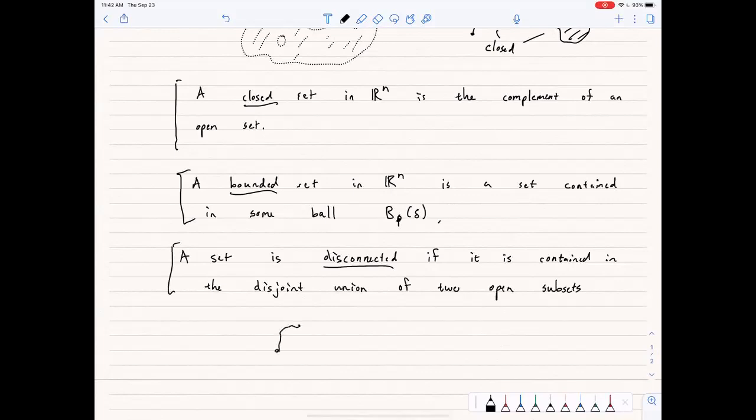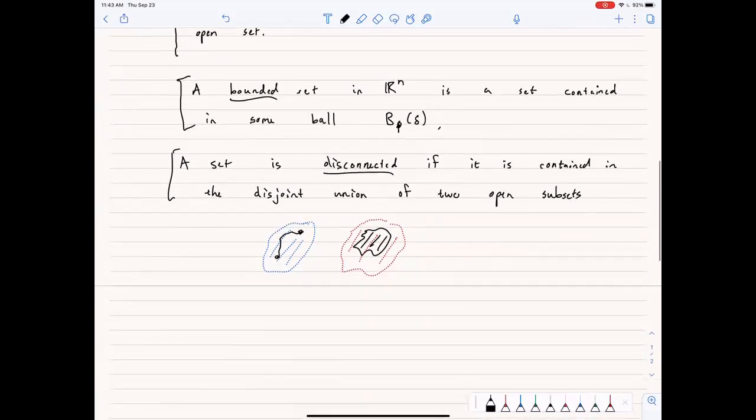So this is what you think it is. If I have a curve here and then I have a blob here, well, I can take two open subsets that don't overlap, and they're contained in them. So I can disconnect these two sets. This is a natural notion of disconnected. And of course, a connected set is a set which is not disconnected. That's all.